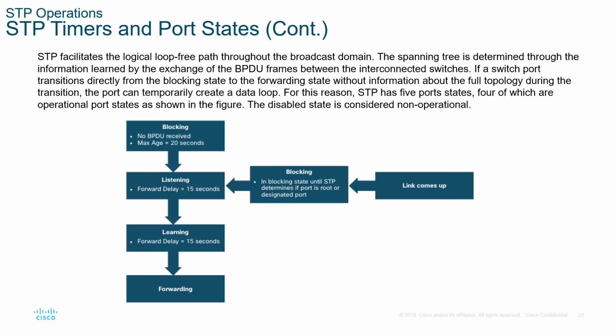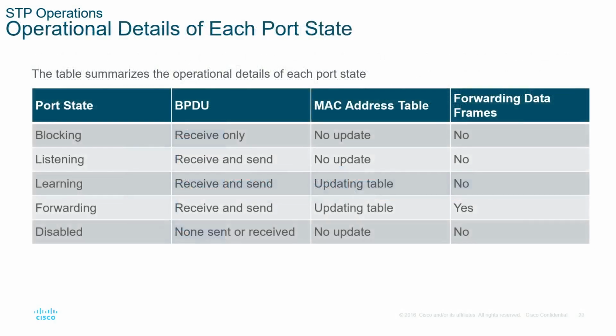For this reason, STP has 5 port states, 4 of which are operational port states, as shown, and the disabled state is considered non-operational. So these are all the states that the ports can have in the spanning tree protocol. Now, this is everything that happens in every single one of the states.